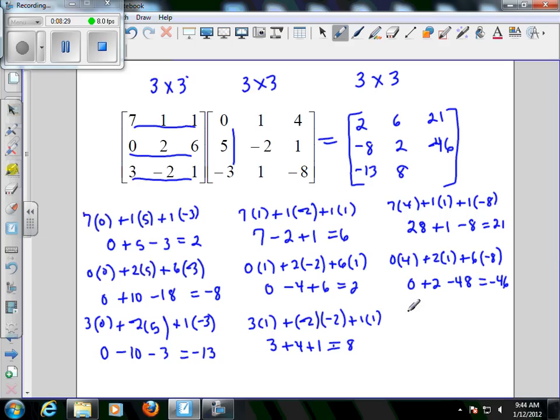And then last row, last column. So we have 3 times 4 plus negative 2 times 1 plus 1 times negative 8. I ran out of room, so we've got 12 minus 2 minus 8. 12 minus 2 is 10. 10 minus 8 is 2. So our last entry in the last column is 2.